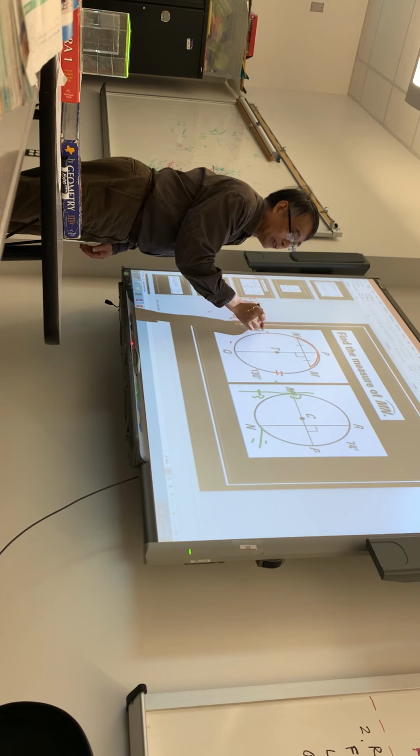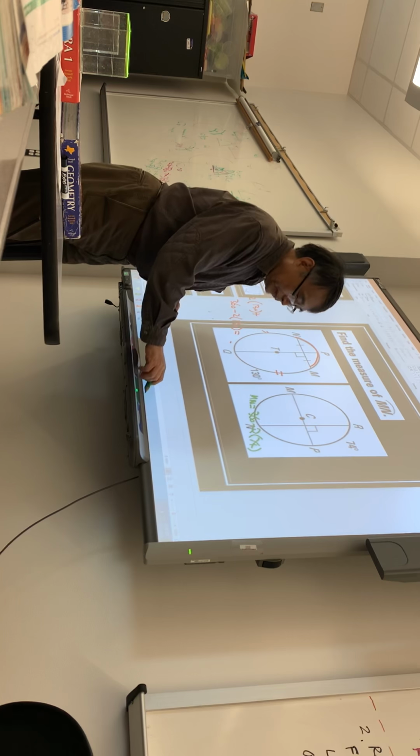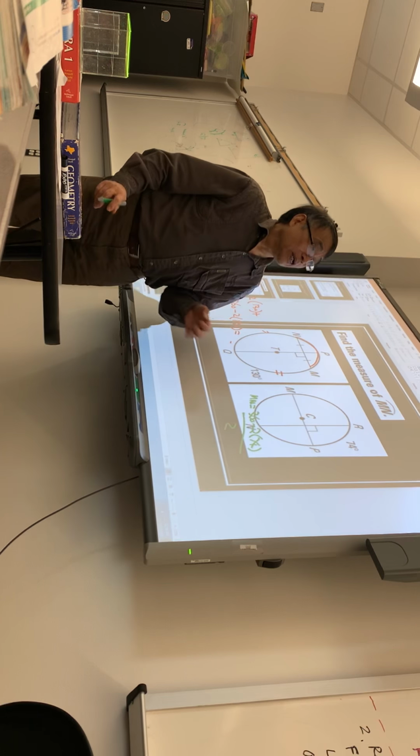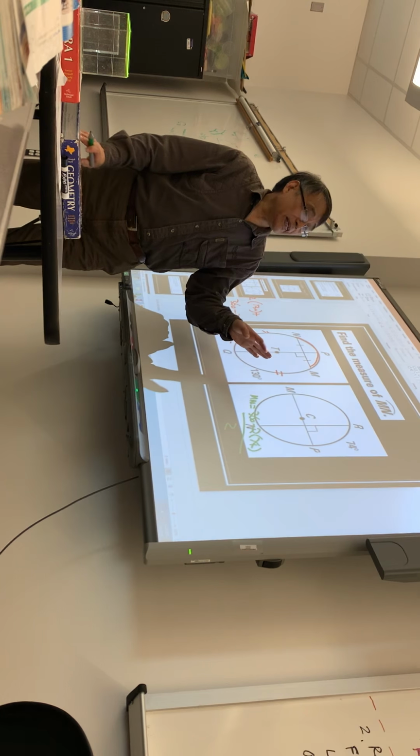Okay, how about this? How to set the equation to find MN? MN equals 360 minus 2 times 74, divided by 2. Is that correct? No, divide by 2. 360 minus 2 times 74, divided by 2.